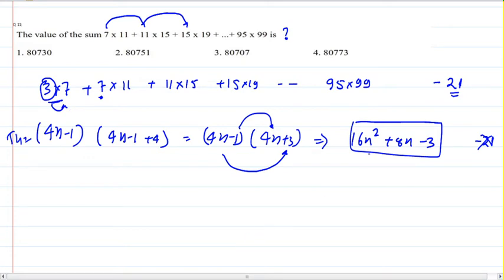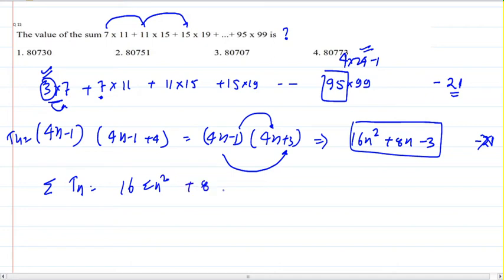I need to add this. Now, how many times do I need to add this? See, this is 4 into 24 minus 1. So from here till here, I have got 24 terms. So I need to apply summation on Tn. That means 16 summation of n square, 8 summation of n, minus 3 summation of 1. How many times? 24 times.